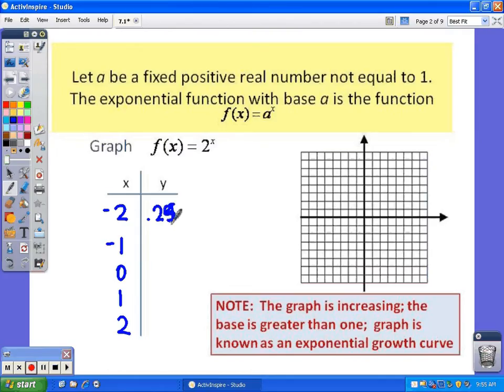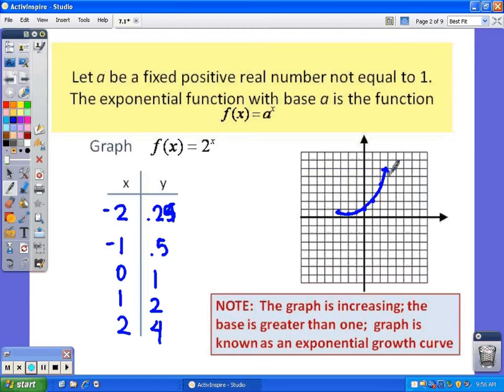Letting x be negative 1, that would be 2 to the negative 1, which is 1/2, which is 0.5. Anything to the 0 power, of course, is 1. If x is 1, we'd get 2. If x is 2, we'd get 4. And graphing, we would get negative 2, 0.25. That's very small, so we'll just estimate negative 1, 0.5, 0, 1, 1, 2, and 2, 4. Now, connecting the dots, we would have our graph.